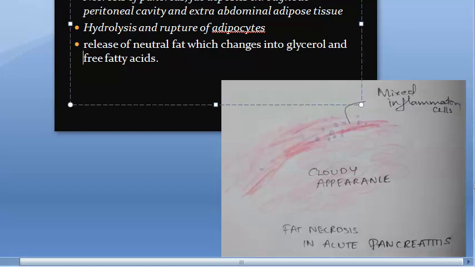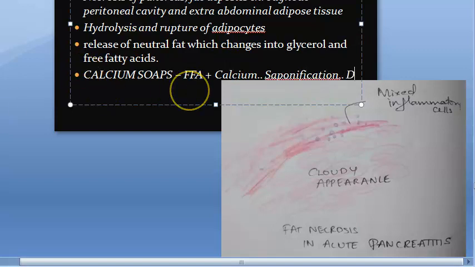Now the free fatty acids which are leaked out form a complex with calcium and form calcium soaps. This is very important for you. Calcium soaps. This is the word they'll be looking for in fat necrosis. The free fatty acids plus calcium form calcium soaps. This is called saponification. Okay. So this is dystrophic calcification. Why is it dystrophic calcification?